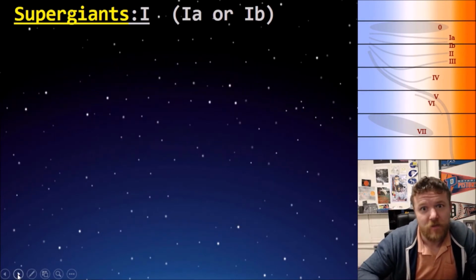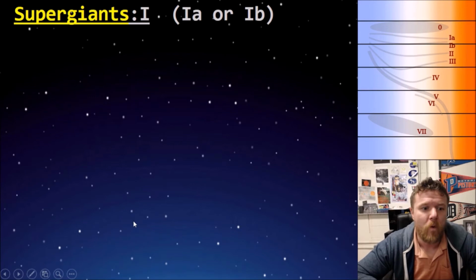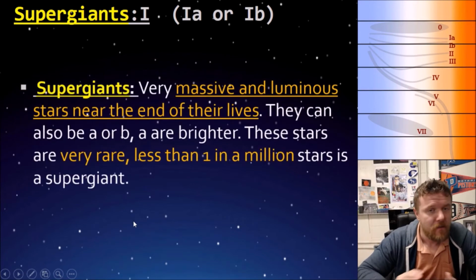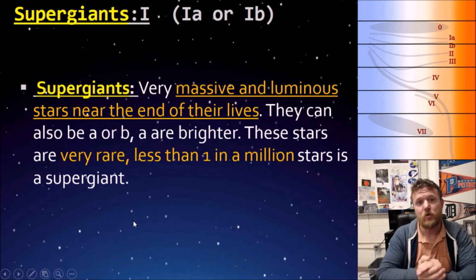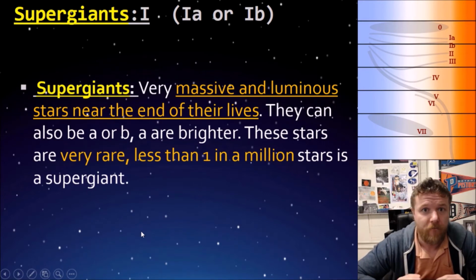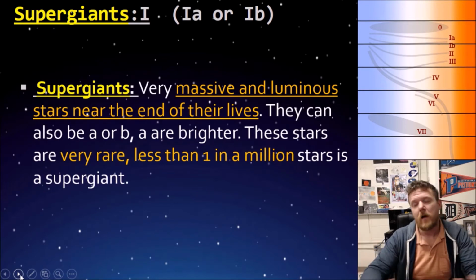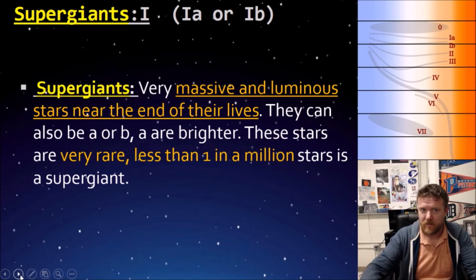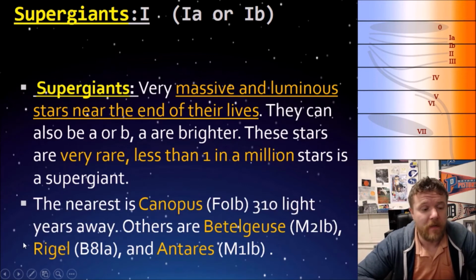Supergiants. Still a giant star. Still in the end stages of its life. These have a Roman numeral of 1, 1A and 1B. Still very massive, very luminous, extraordinarily bright, has a very short lifespan. These are very rare. Supergiants are more common than hypergiants, but they're still less than 1 in a million. There's a ton of stars out there, which means there are still a ton of supergiants, but they are extraordinarily rare.